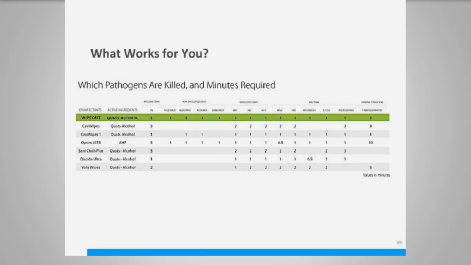We want to look at which pathogens are killed. We want to look at how many minutes are required. What I love to do is get a bunch of products when I go to the conventions, take them back, look at the smell, and ask patients how they think about the smell. Does it have a nice smell? Is it easy to use? How is it going to impact the furniture we're working with? There are many things that we have to look at when we're doing this.